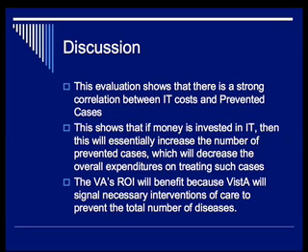This evaluation shows that there is a strong correlation between IT costs and prevented cases. This shows that if money is invested in IT, then this will essentially increase the number of prevented cases, which will decrease the overall expenditures on treating such cases. The VA's ROI will benefit because VISTA will signal necessary interventions of care to prevent the total number of diseases.